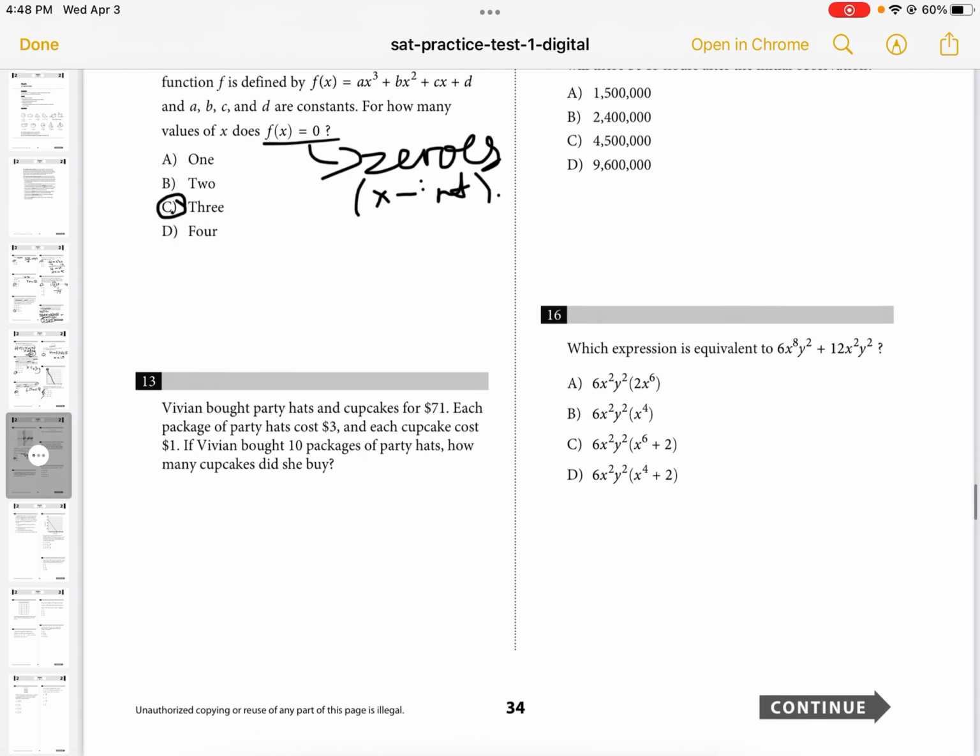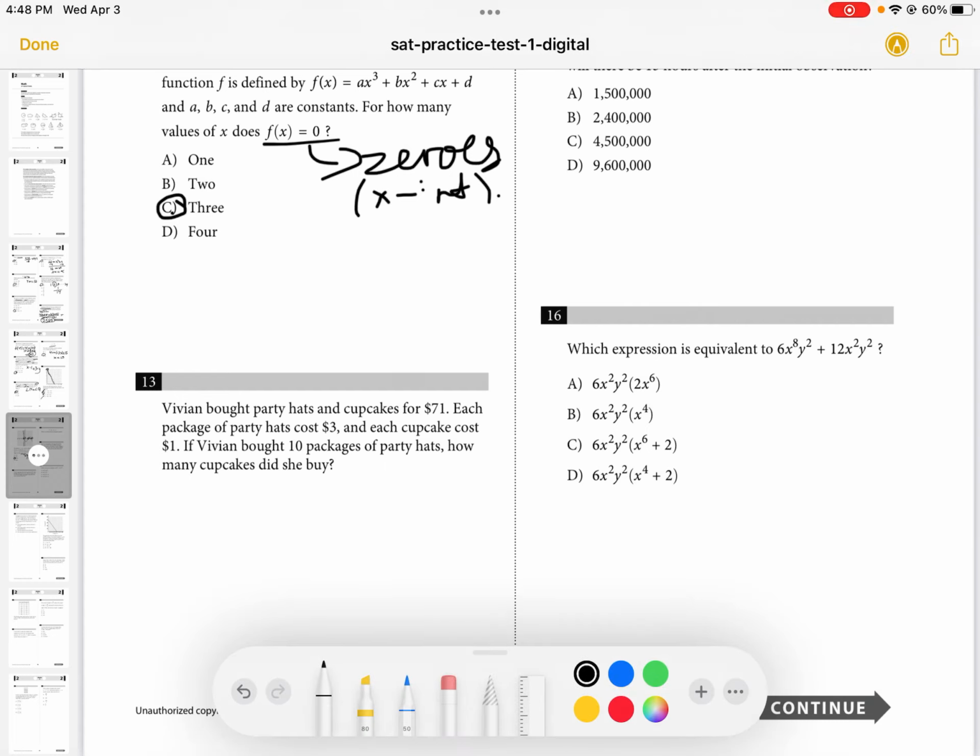Alright, number 13. Vivian bought party hats and cupcakes for $71. Each package of party hats cost $3 and each cupcake cost $1. If Vivian bought 10 packages of party hats, how many cupcakes did she buy?